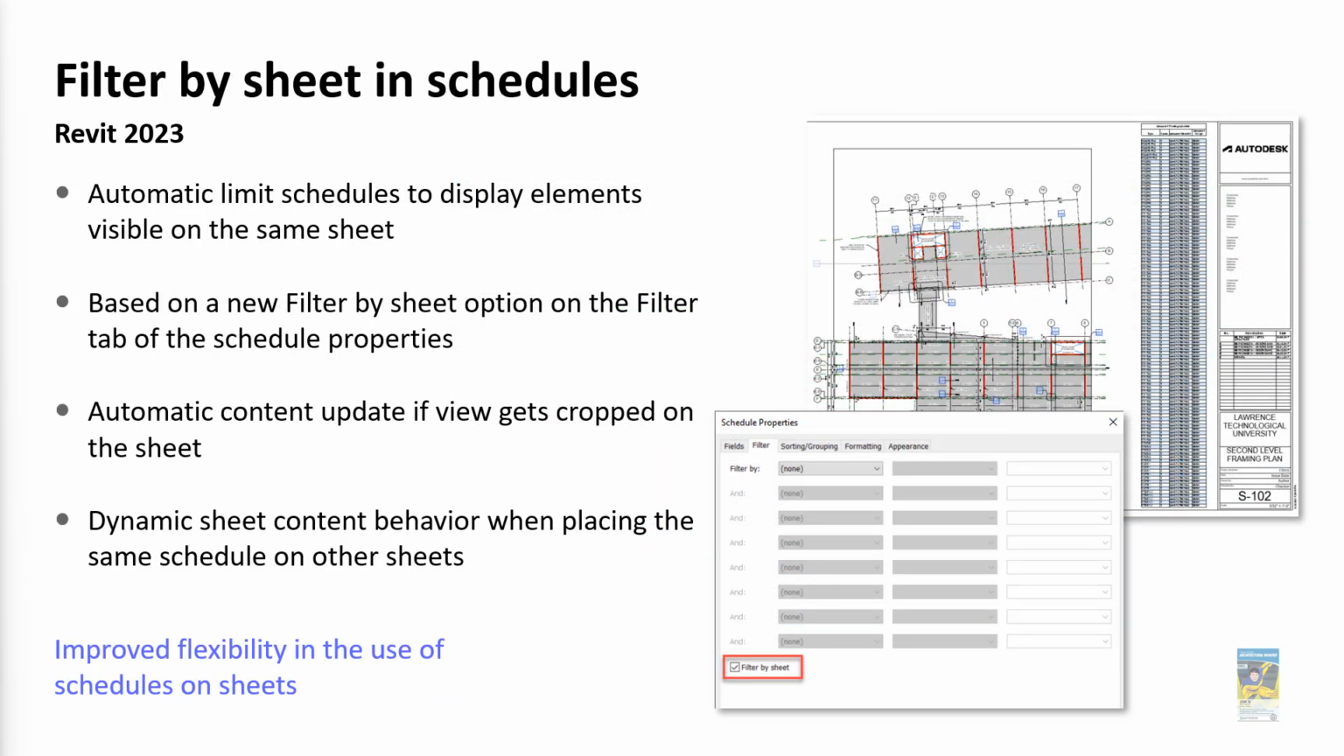You have filter by sheet in schedule. So this is very nice. So if you have a very long schedule and you placed it on a sheet, you can filter by the sheet. So it limits the list of the schedule that is displayed on that same sheet. And if you go into the filters tab of the schedule properties window, there's a little box that you can check that says filter by sheet. And that way it only shows the data of the schedule that pertains to the view that's on that sheet of paper.